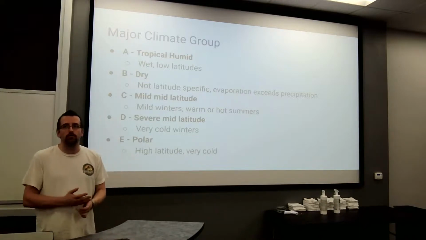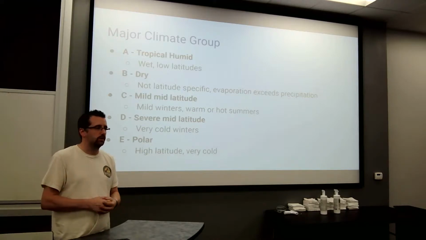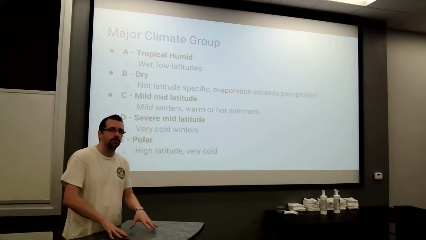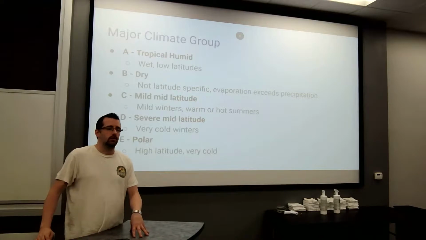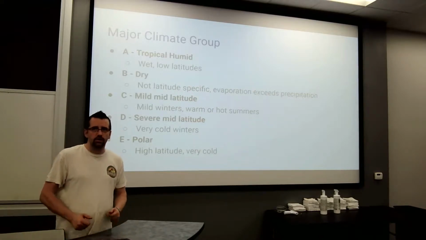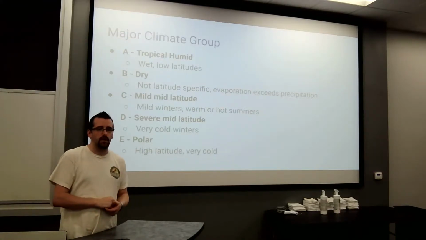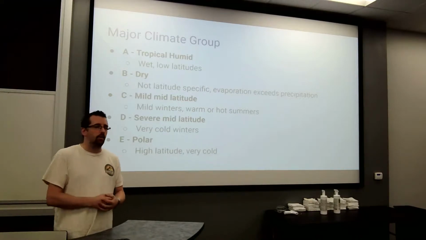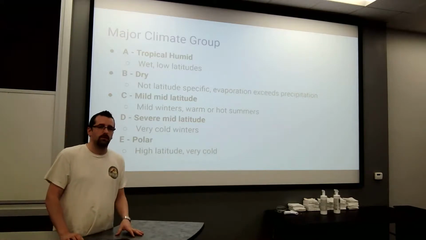And then we have your mild mid-latitudes. So this is something that we're pretty familiar with. Those of us here in Alabama are very familiar with the mild mid-latitude because we have very mild winters. But we get those warm, hot summers. So that's something like we have here. Additionally, we have the severe mid-latitude, which is very cold winters, and then usually about average summers. And then we have your polar, which is typically high latitude and very cold, very cold.